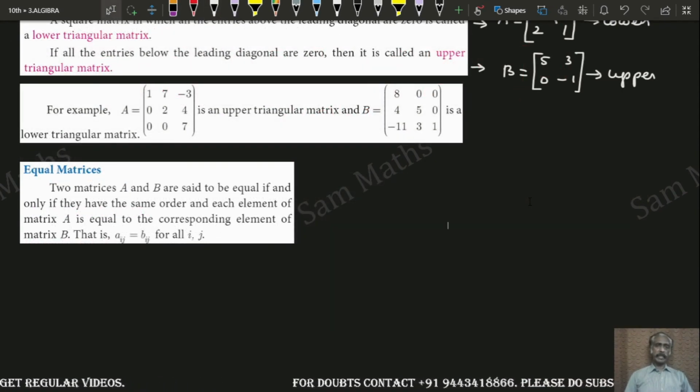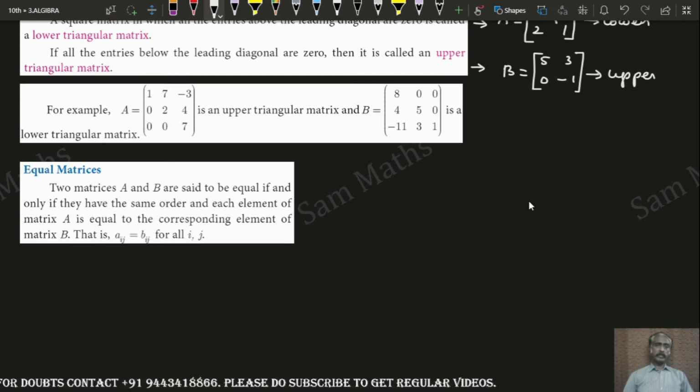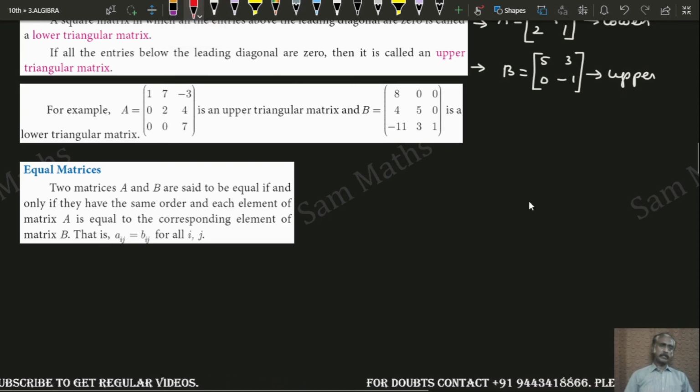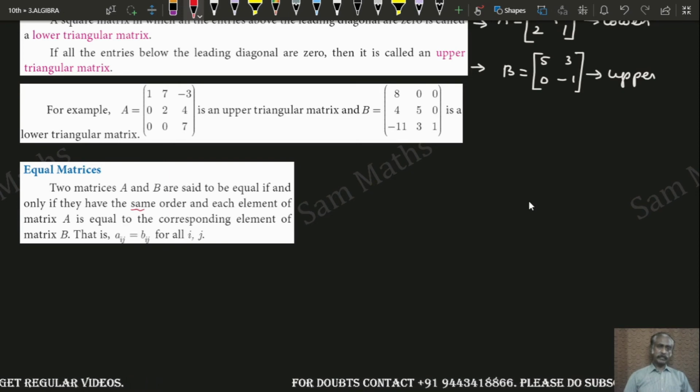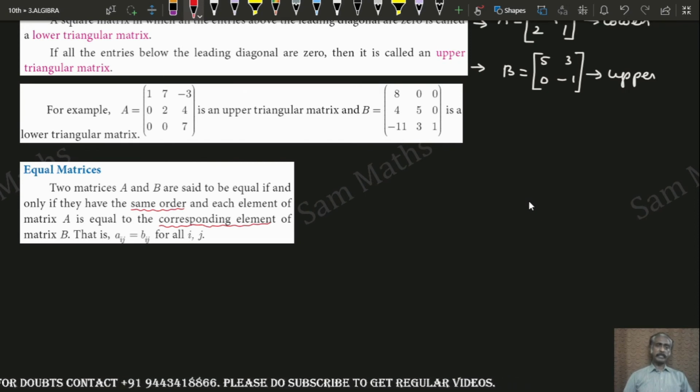Okay, children. Next is equal matrix. Two matrices A and B are said to be equal if and only if they have the same order. The first condition is same order, and each element of matrix A is equal to the corresponding element of matrix B. So the first condition must be same order. Next, corresponding elements must be equal. That is given as Aij is equal to Bij for all i and j. So you must know that.